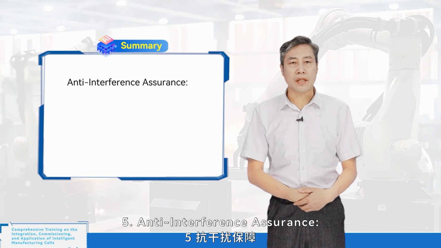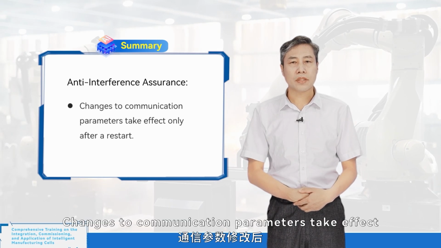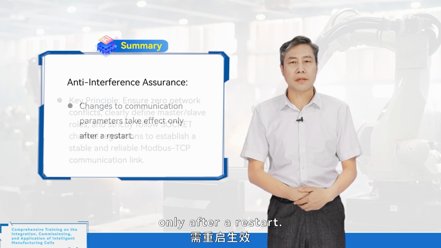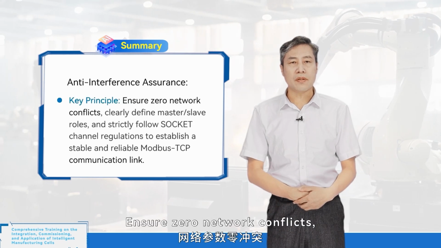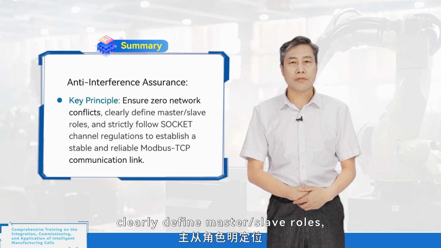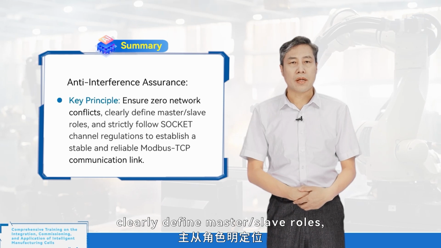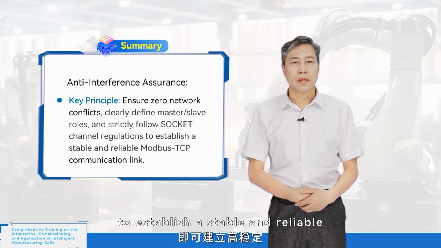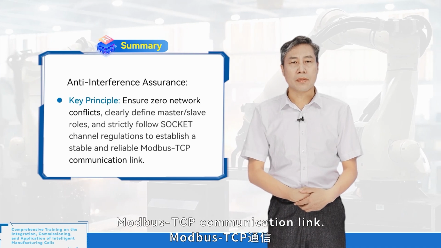5. Anti-interference assurance. Changes to communication parameters take effect only after a restart. Key principle. Ensure zero network conflicts, clearly define master and slave roles, and strictly follow socket channel regulations to establish a stable and reliable Modbus TCP communication link.